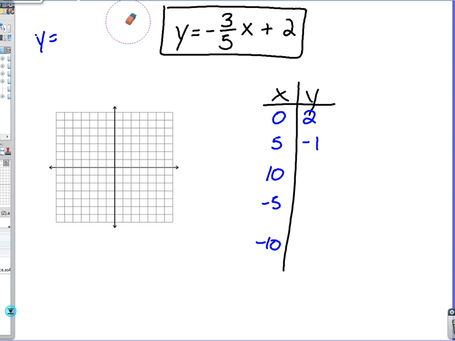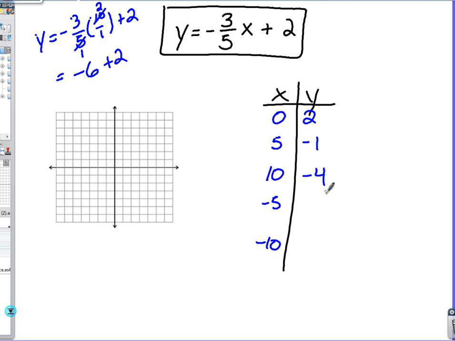Plugging in 10 gives me negative 3/5 times 10, multiplying fractions of top and bottom, plus 2. 5 and 10 cross cancel gives me 1 and 2. Negative 3 times 2 is negative 6 over 1, or just negative 6. Negative 6 plus 2 is negative 4. And I'll finish filling out the table for you.